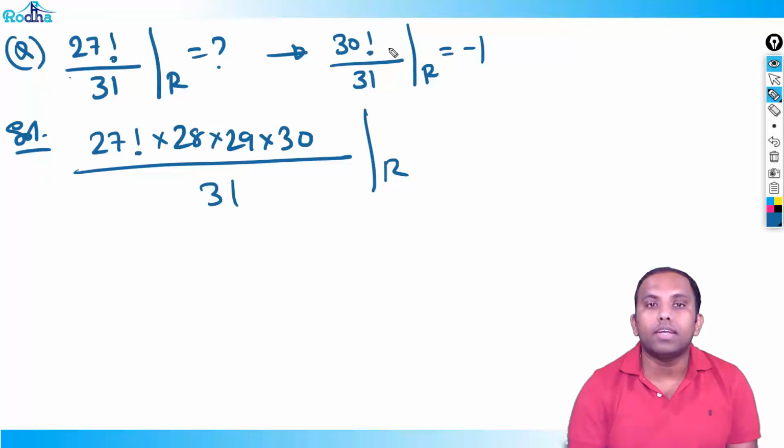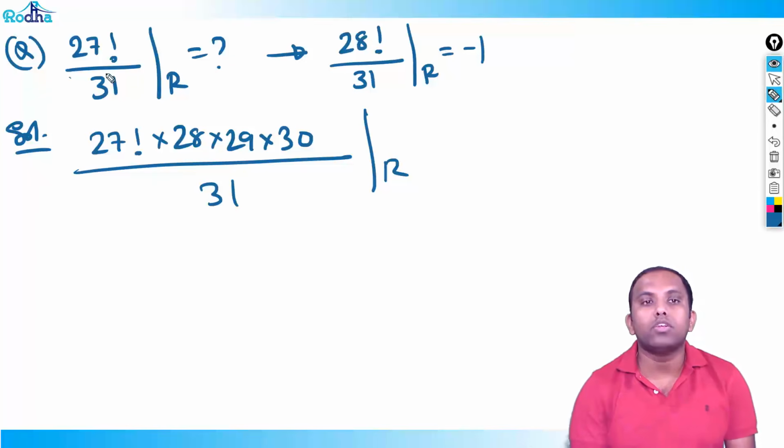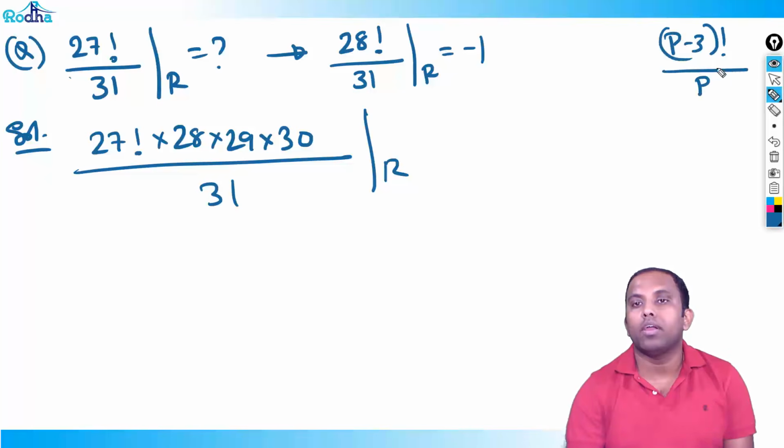So I won't write 30 factorial. Instead, I'll write 28 factorial, the shortest. I know that for 3 steps back, if it is 28 factorial, then what is the answer? We just discussed this: (P minus 3) factorial upon P. What is the remainder? It is (P minus 1) by 2.